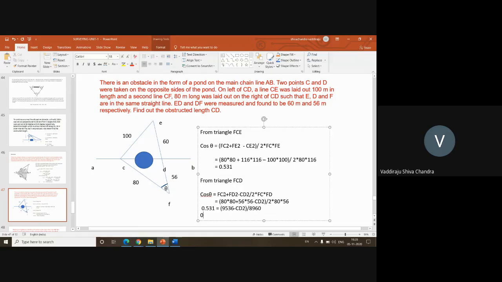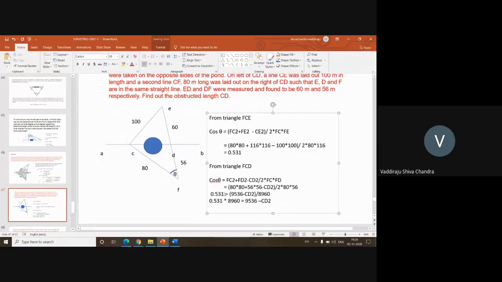If I'm rearranging this equation, 0.531 multiplied by 8960 is equal to 9536 minus CD square. So 0.531 into 8960 is 4757.76. This is equal to 9536 minus CD square. So bring the CD square to the left hand side and 4757.76 to the right hand side.